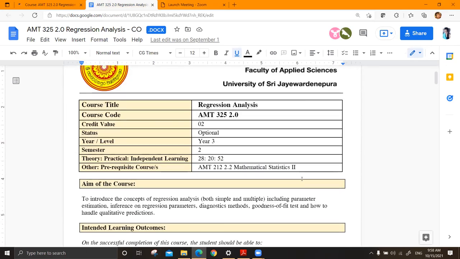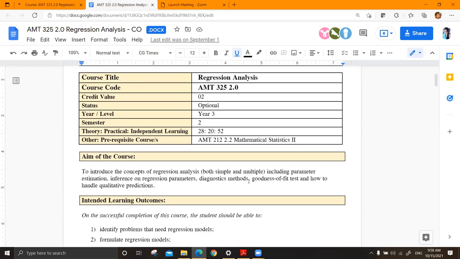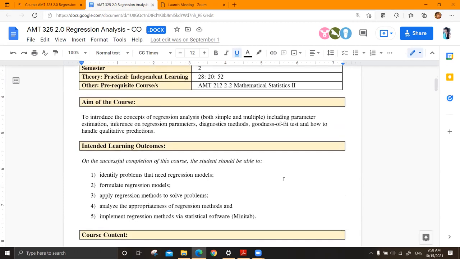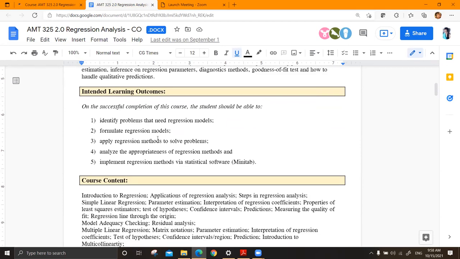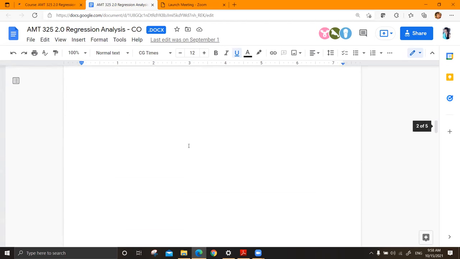This is basically the course outline. This is our course code, AMT325-2.0, so it is a 2 credit course. Status is optional only for the general degree students. I think special degree students have to take this. And this is the prerequisite: you have to know mathematical statistics second course. And you can just read through the intended learning outcomes.